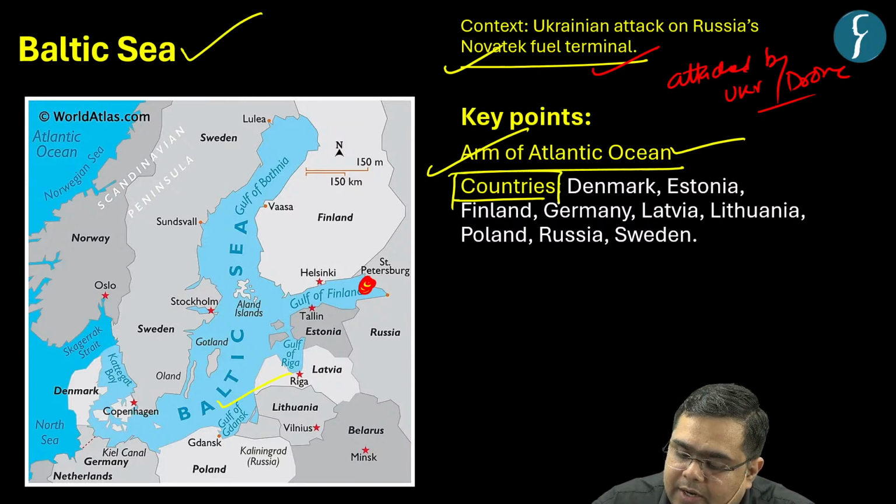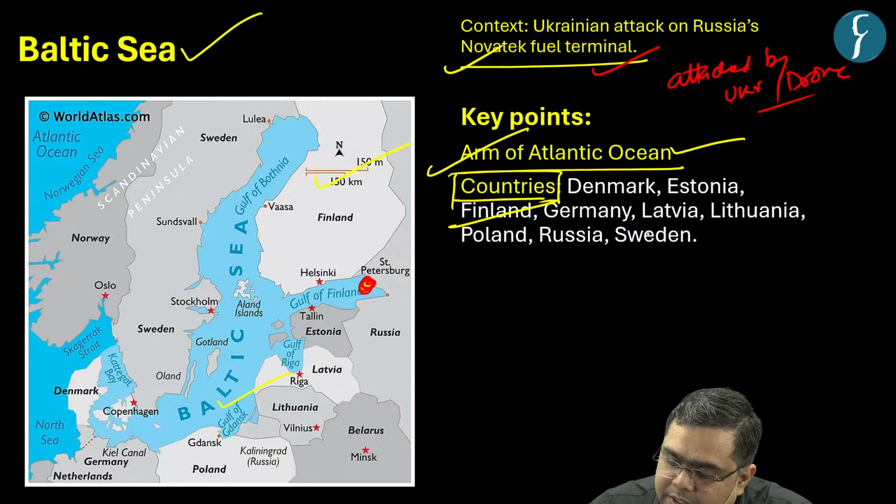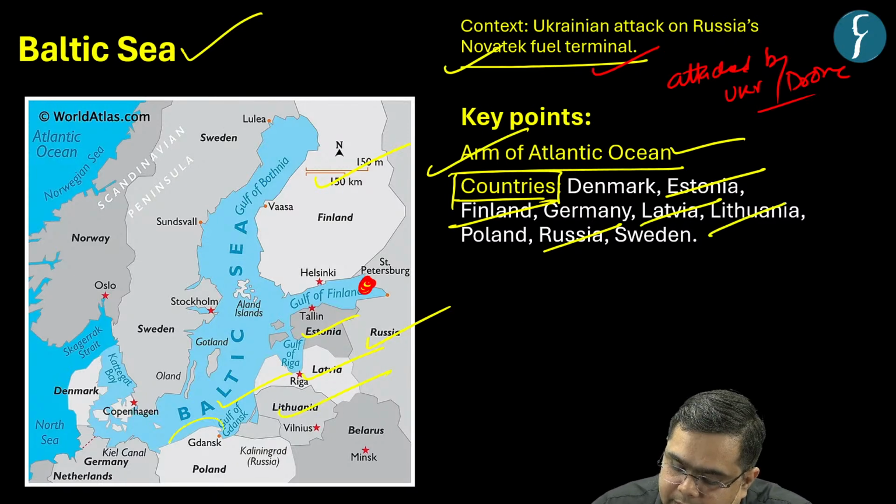And then second, the countries to remember, let us go clockwise. The first country is Finland. Second country is Russia. Third country is Estonia. Then Latvia. Lithuania. Poland. Then we come to Netherlands. Sorry, Netherlands is not part of the Baltic Sea. Sorry, Denmark. That is Netherlands. And then last is Sweden.